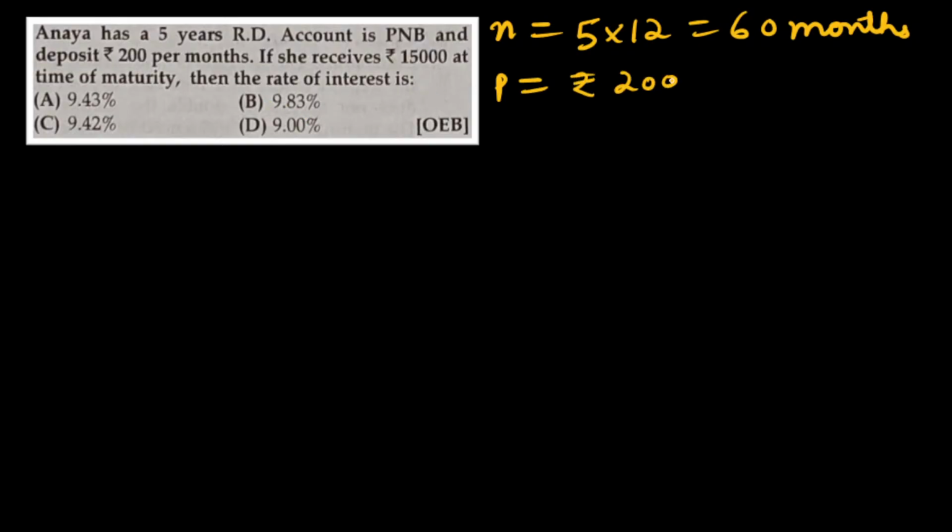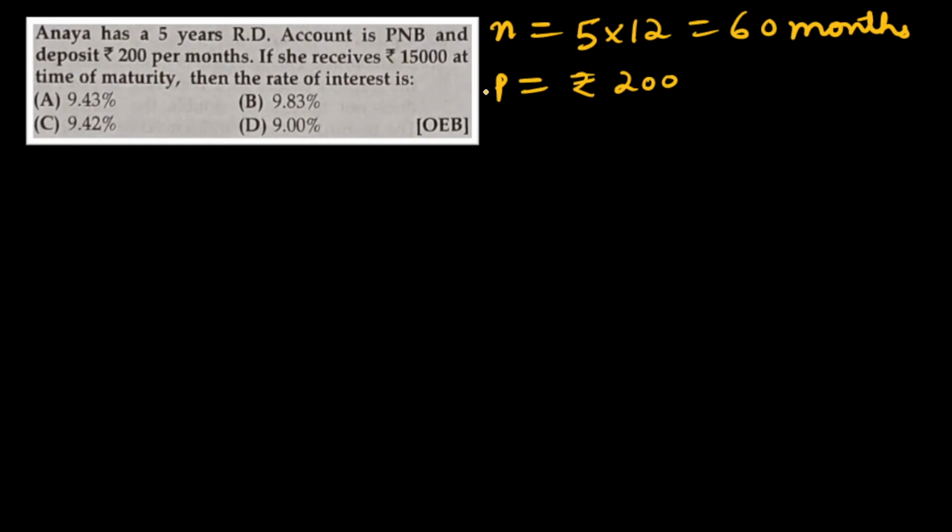Ananya has a 5 years RD account in PNB and deposited. So N is given to us as 5 years. We can convert 5 years into months. So 5 into 12, that is 60 months, as we did in the previous question also. So directly I am writing 5 years means 60 months. P is given to us, P's value is 200.